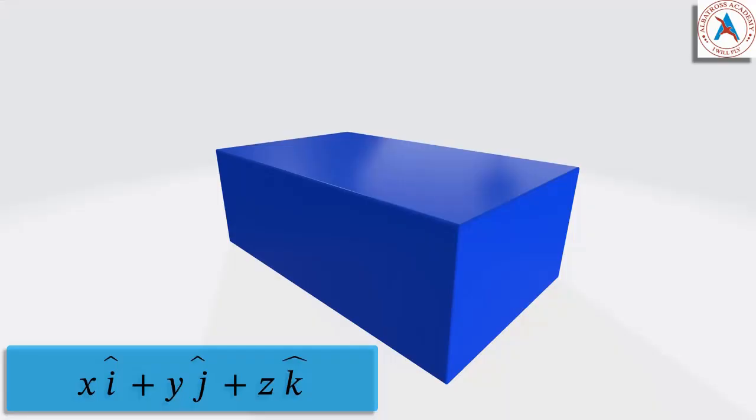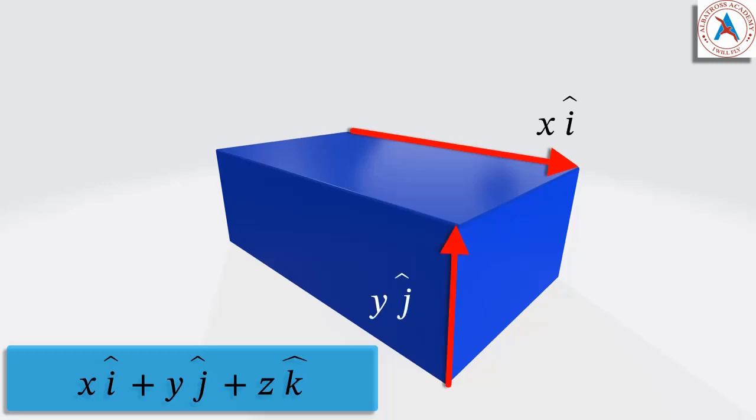You can also use a cube to represent 3D vectors. For example, in general, if I want a 3D vector as xi cap plus yj cap plus zk cap, then on the cube, one edge can be represented as xi cap, another edge can be represented as yj cap, and the third edge can be represented as zk cap. And then the cross body diagonal of the cube will give you the total vector.